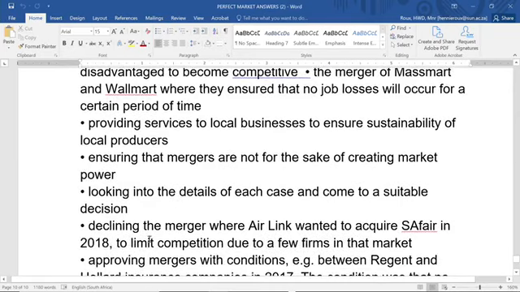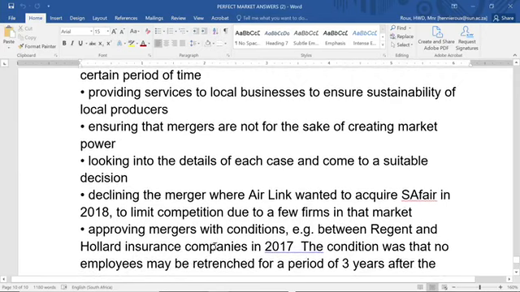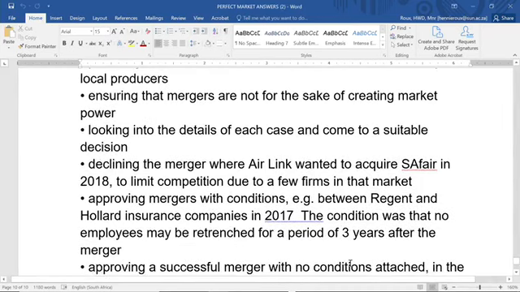They declined the merger in 2018 where Airlink wanted to acquire Safair, and this was to limit competition due to a few firms in that market, right? But they also approved a merger, once again with conditions, between Regent and Hollard Insurance Companies in 2017. The condition was that no employees may be retrenched for a period of 3 years after that merger. Okay.